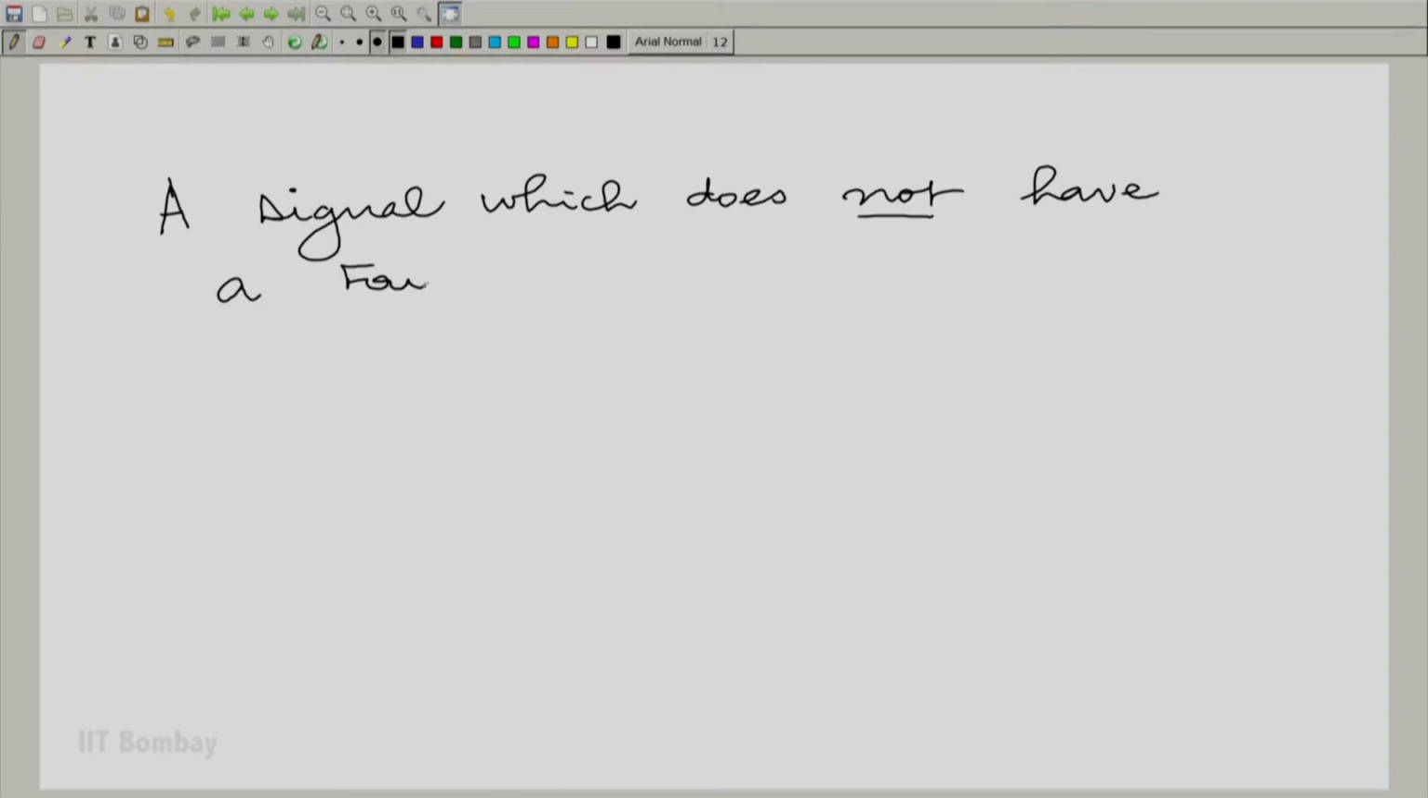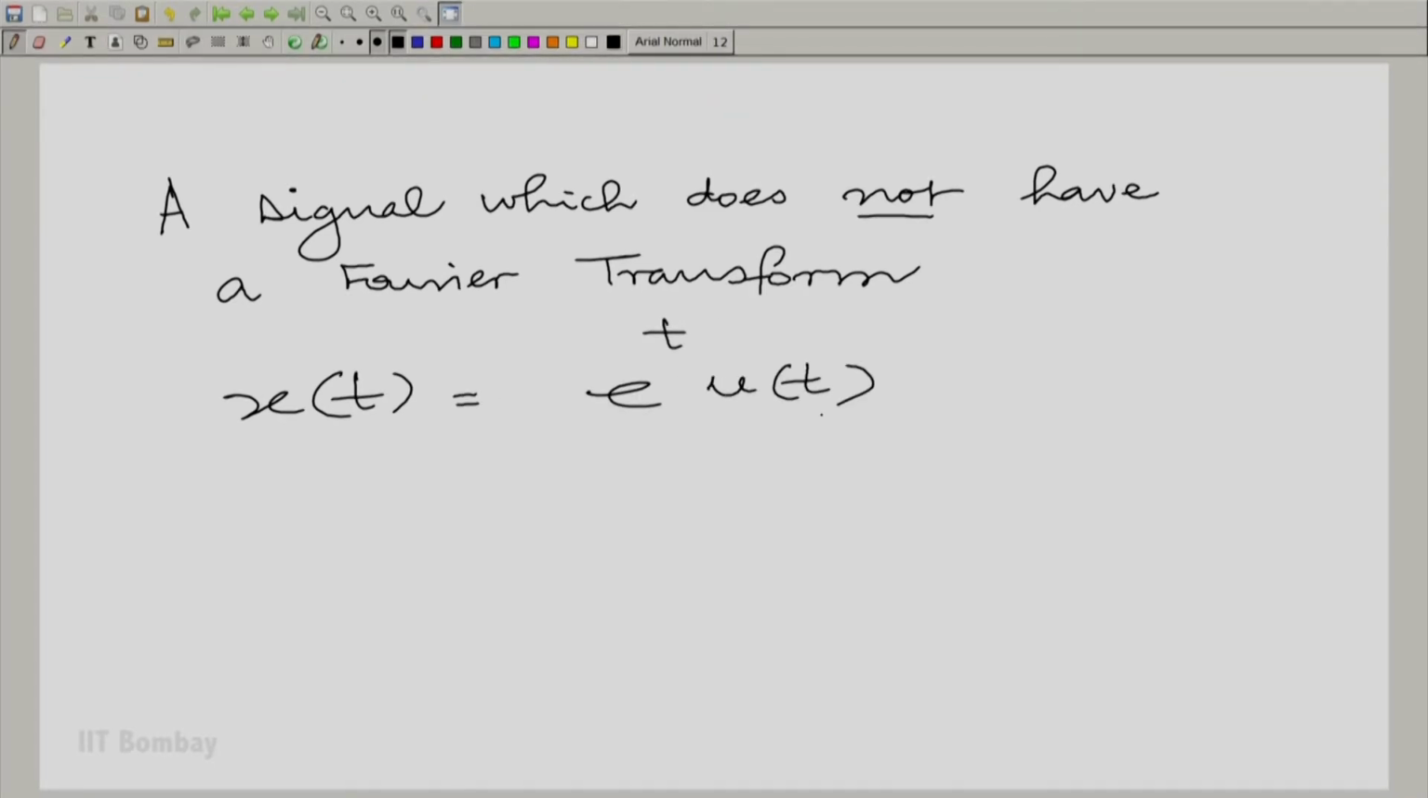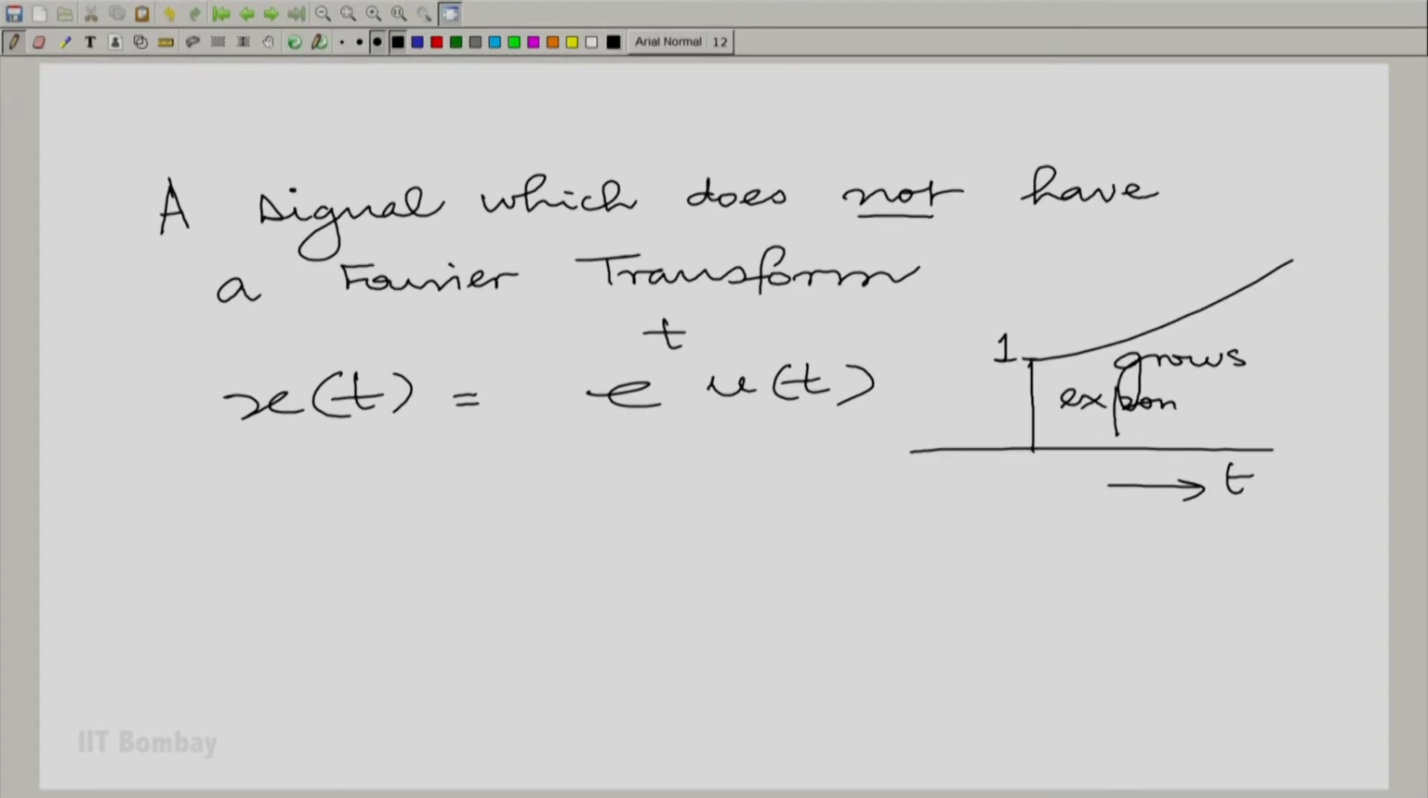Now, let us take an example of a signal which does not have a Fourier transform. We know such examples, but let us recapitulate them. All that we need to do is to make the exponential positive. So, we write e raised to the power of t u(t). You remember the signal will look like this. It would grow exponentially without bound starting from 1.